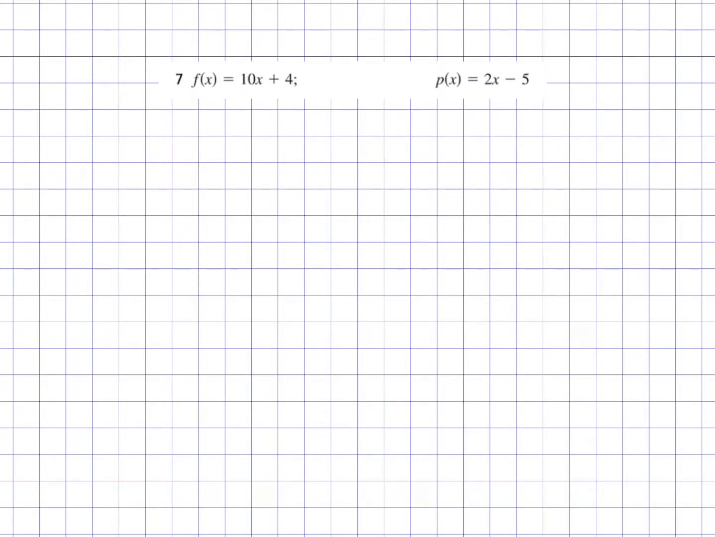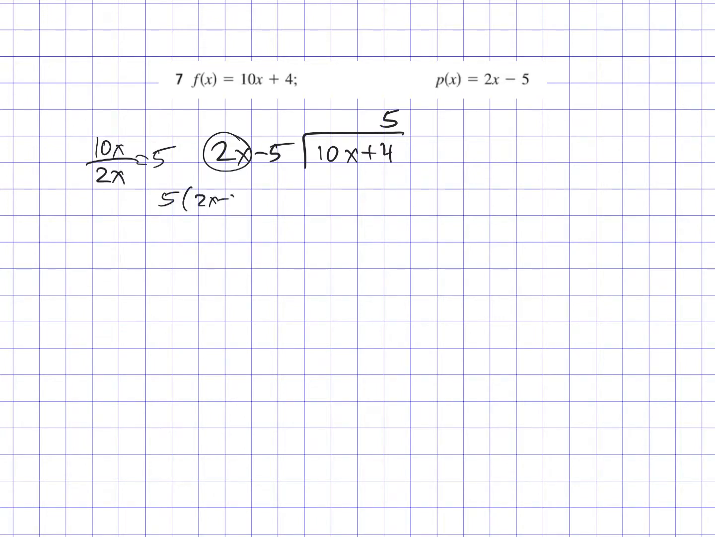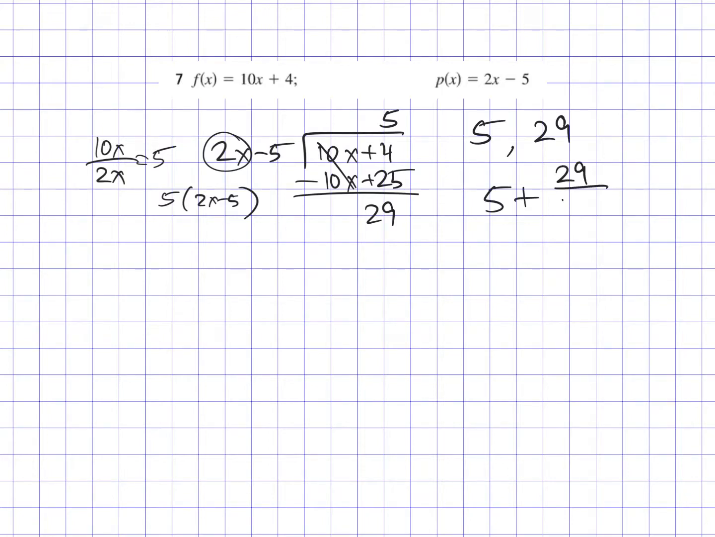Okay, so now we got 10x plus 4 divided by 2x minus 5. Again, the first term divided by the first term here gives us 5. So it goes over the ones column, and we distribute 5 times 2x minus 5, and we get 10x minus 25. Subtract, and we get 29. So 5 is the quotient, and 29 is the remainder, or 5 and 29 over 2x minus 5.